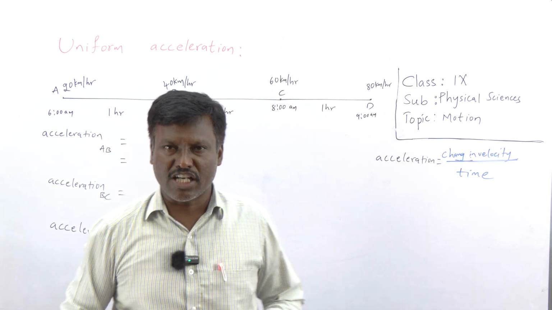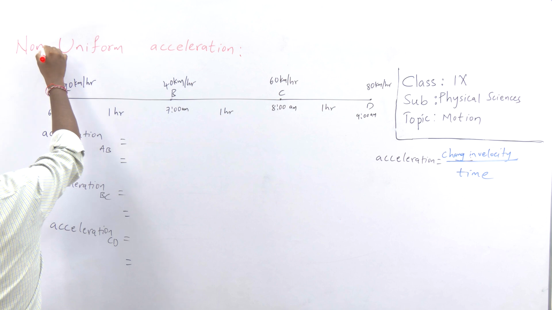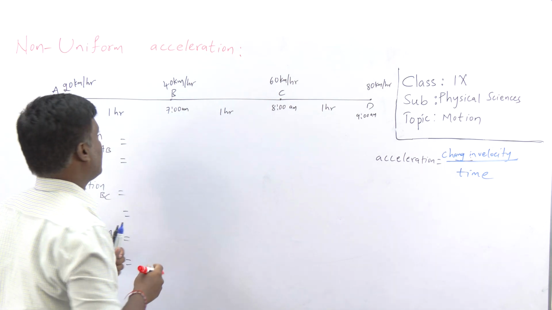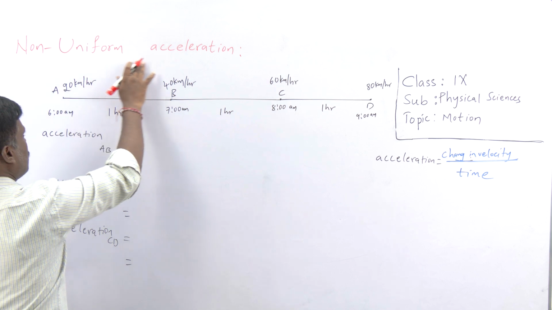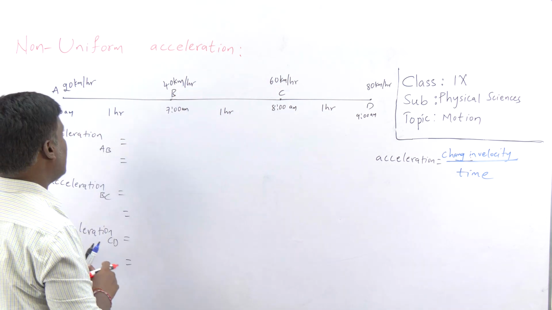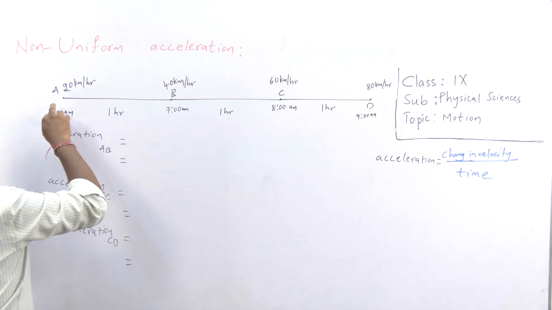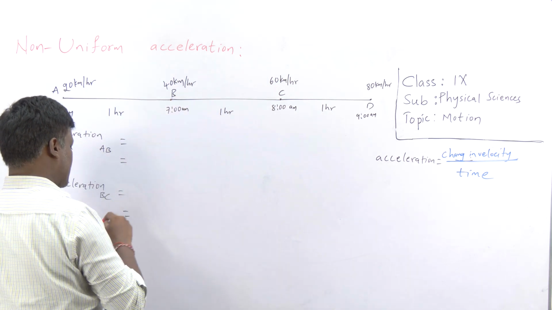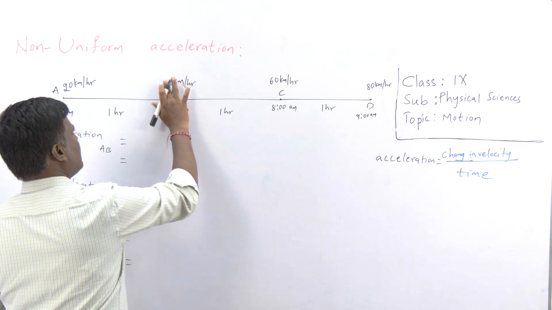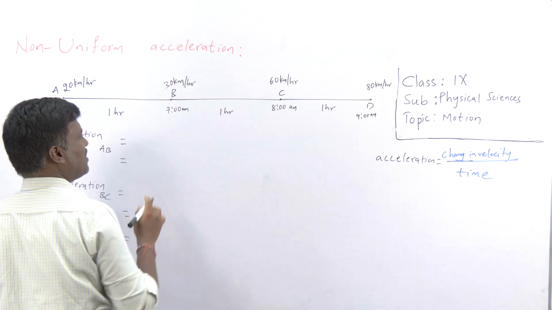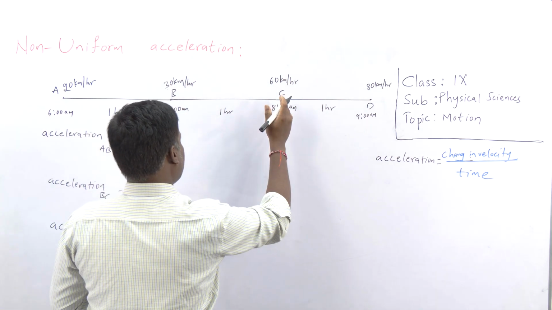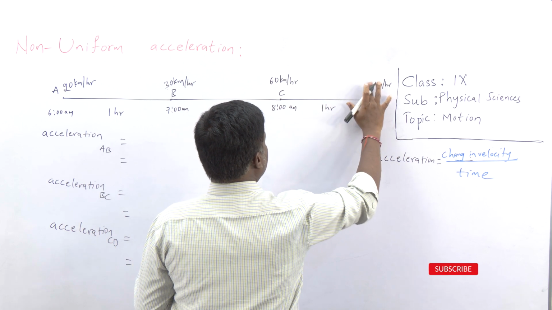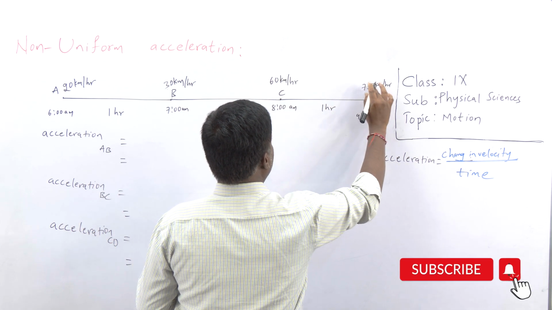Now we are going to talk about non-uniform acceleration. Previously we have discussed uniform acceleration. Now we are going to talk about non-uniform acceleration. Okay. So let's say at point A, the speed of the car is 20. At point B, the speed of the car is 30 km per hour. At point C, the speed of the car is 60 km per hour. Okay. At point D, the speed of the car is 75 km per hour.